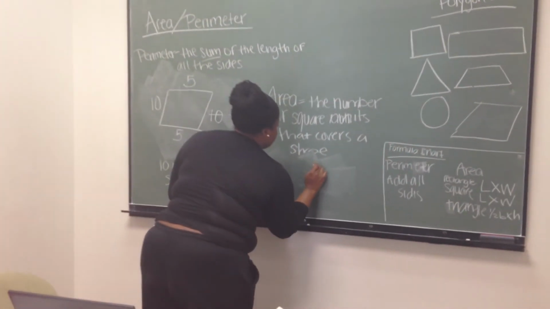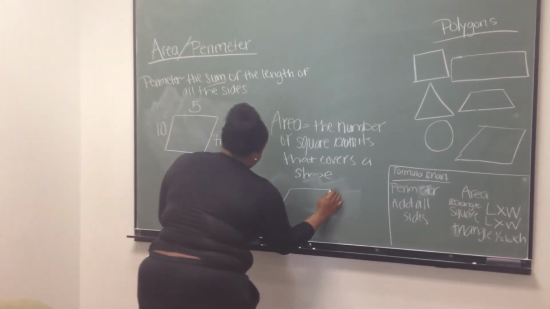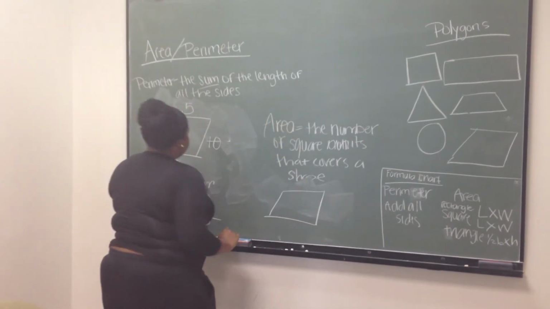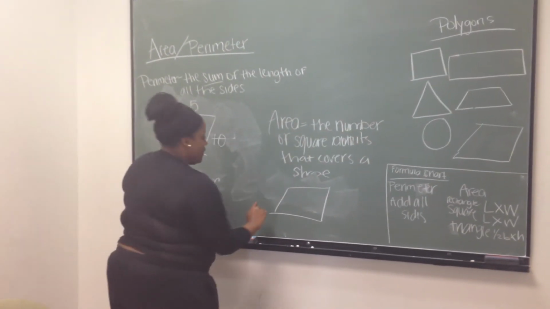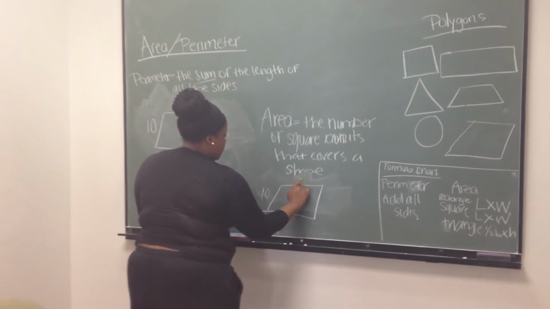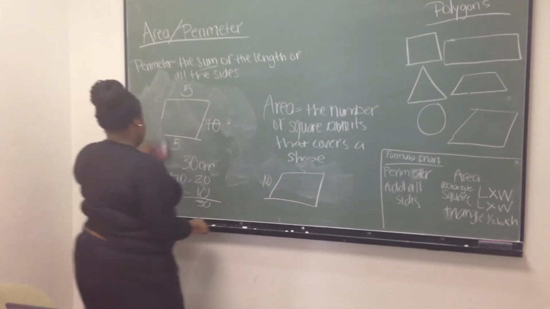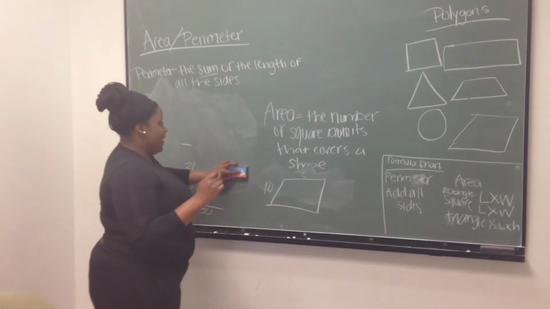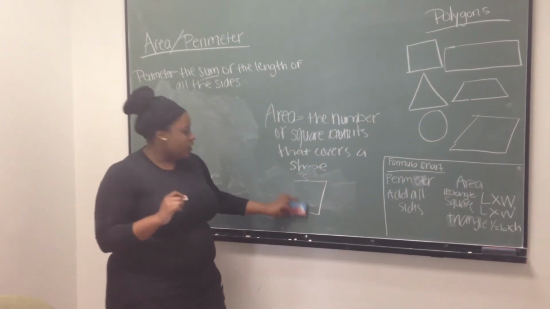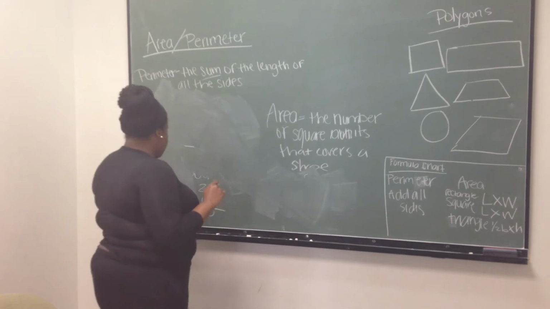Okay, Brittany, could you tell me the area for the parallelogram? 50. And how did you come up with 50? 10 times 5. Good job, guys. Let's go back and refresh our memory, make sure that we remember our definitions.